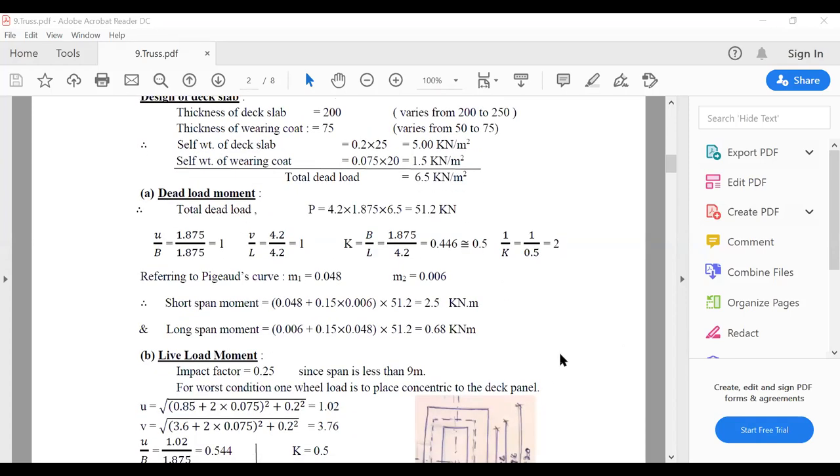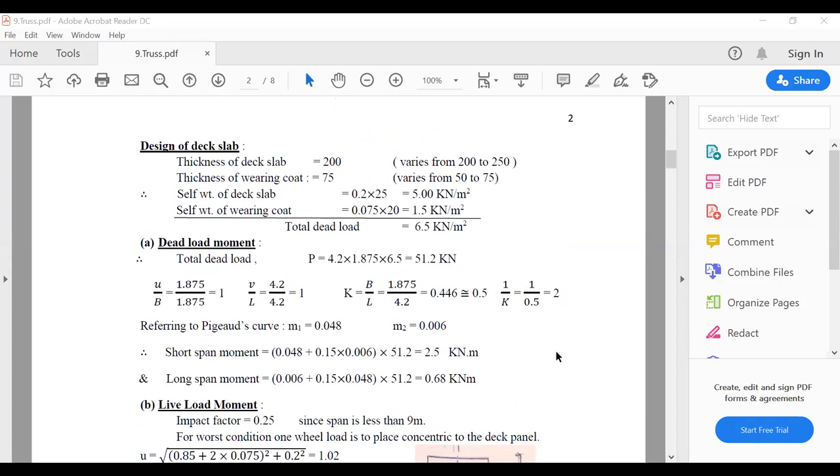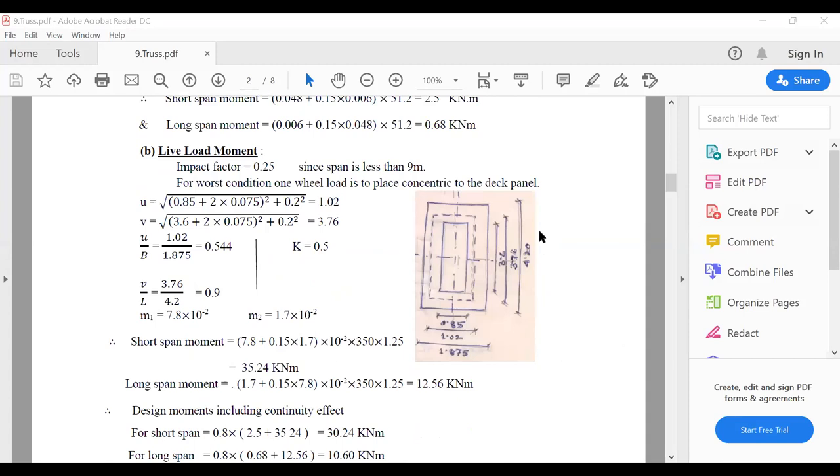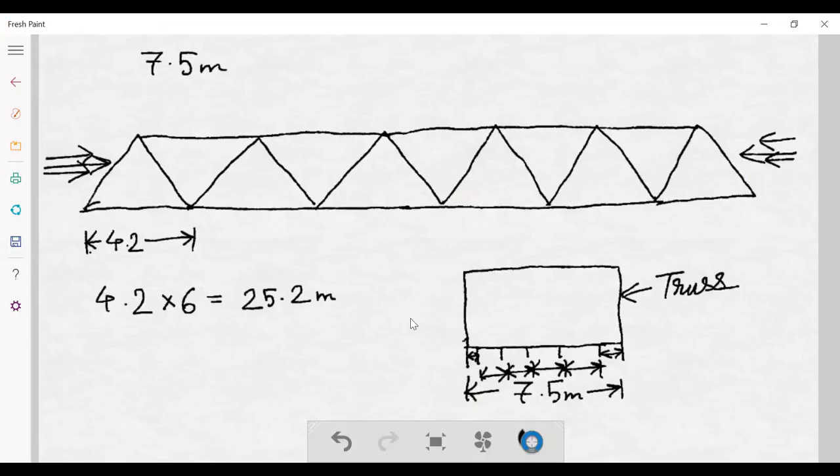Now, the first thing is you have to design the deck slab. For the deck slab, there is one diagram. You can see it here. Which panel does this diagram show? Which part is this? If I try to look into my diagram to see which part it is, I'm showing it to you.